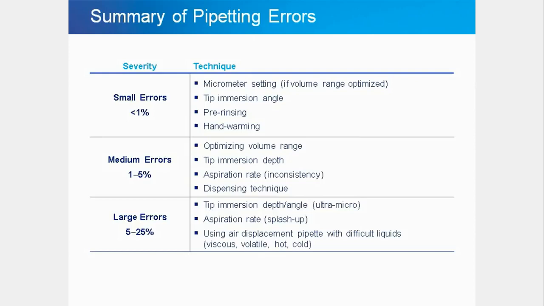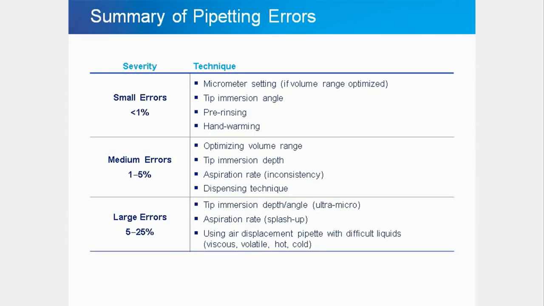Small errors are affected by micrometer setting, if volume range optimized, tip immersion angle, pre-rinsing, hand warming. Medium errors are affected by optimizing volume range, tip immersion depth, aspiration rate, inconsistency, and the dispensing technique. Large errors are affected by tip immersion depth or angle, ultramicro, aspiration rate, splash up, using air displacement pipette with difficult liquids: viscous, volatile, hot, cold.